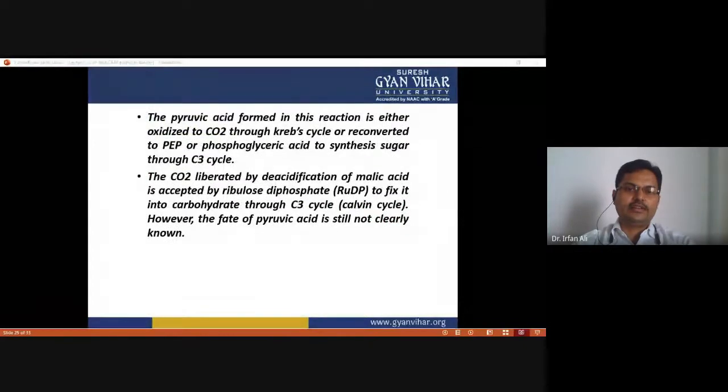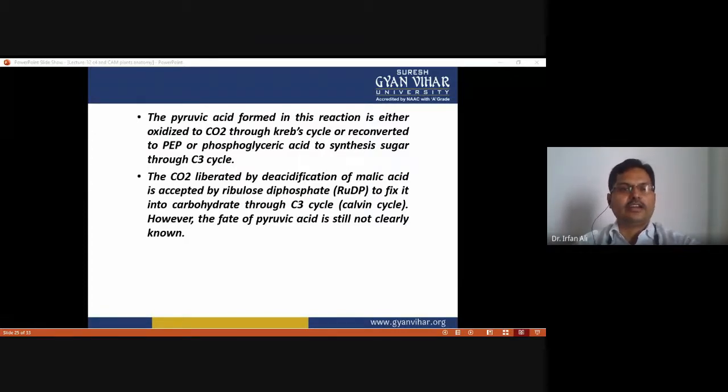Now, the pyruvic acid formed during the reaction is either oxidized to CO2 through the Krebs cycle or converted back to PEP, phosphoenol pyruvate, or phosphoglyceric acid to synthesize sugar molecules through the C3 cycle. The CO2 liberated by deacidification of malic acid is accepted by ribulose bisphosphate to fix it into carbohydrate through the C3 cycle, which is the same cycle that occurs in C3, C4, and CAM pathways. However, the fate of pyruvic acid is still not clearly known.